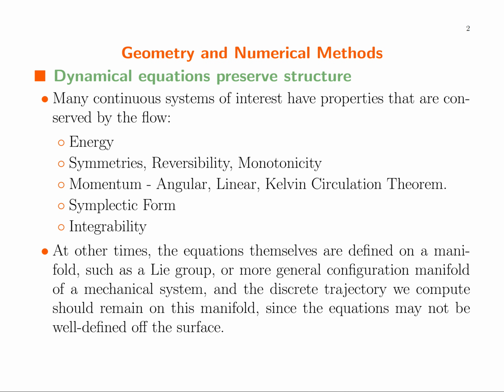And if you have a fluid system which exhibits what is known as the particle relabeling symmetry, then it exhibits the Kelvin circulation theorem, which basically says that if you take a material loop in the fluid and you advect this by the flow, then the circulation which is enclosed within that is a constant of motion. With Lagrangian Hamiltonian systems, there is also a geometric property known as the symplectic form, and that is preserved by the flow of such Lagrangian Hamiltonian systems.